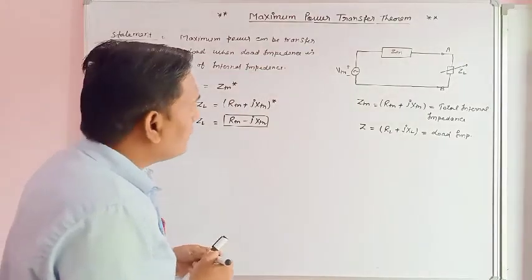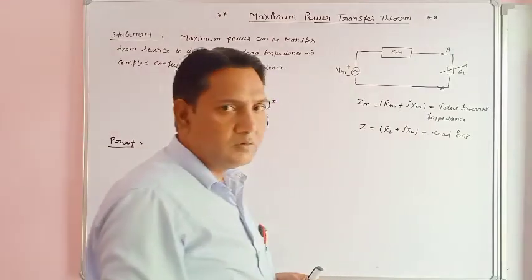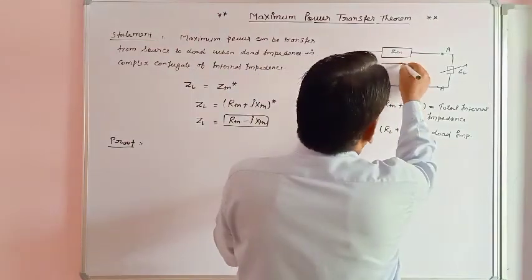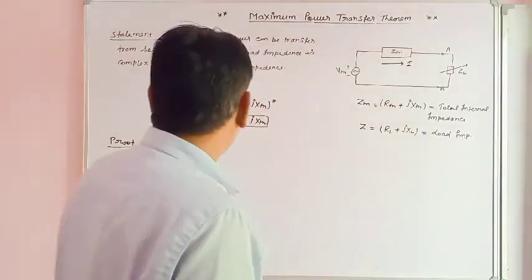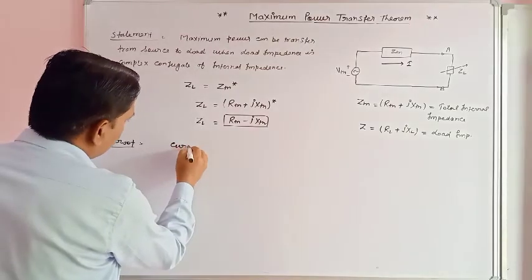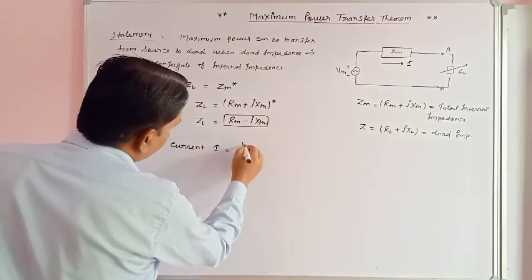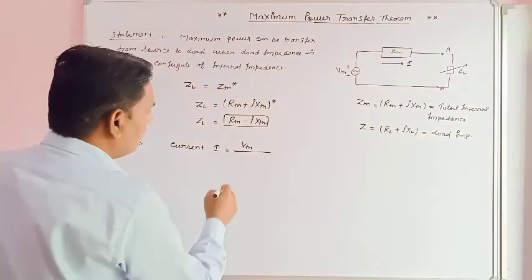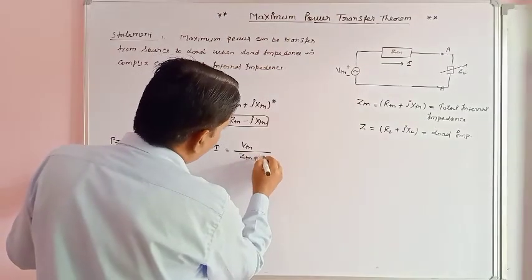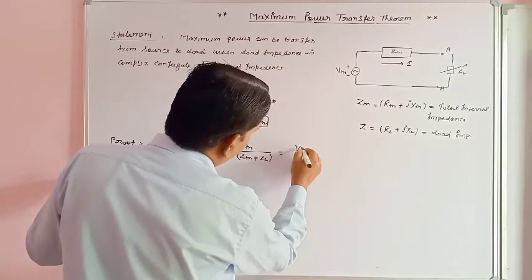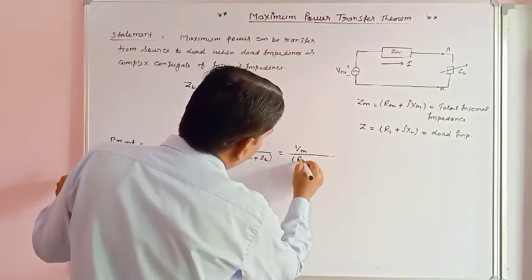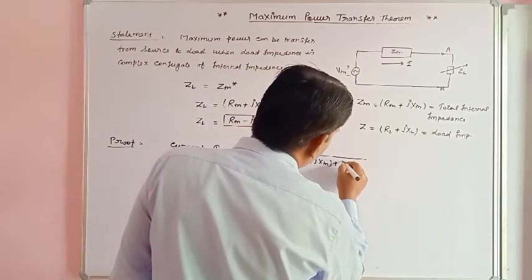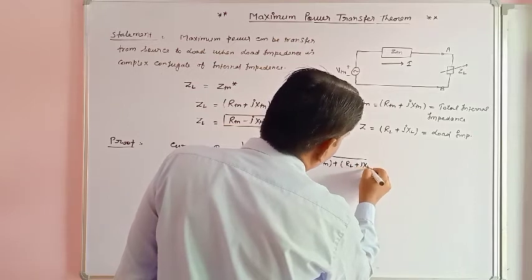To determine the value of power transferred from this source to the load, first we have to calculate the current flowing through this circuit. Suppose this current is I. We can write the current I is equal to the total voltage VTH divided by the total impedance offered to the source voltage, that is ZTH plus ZL, or VTH upon RTH plus jXTH plus ZL, where ZL is RL plus jXL.